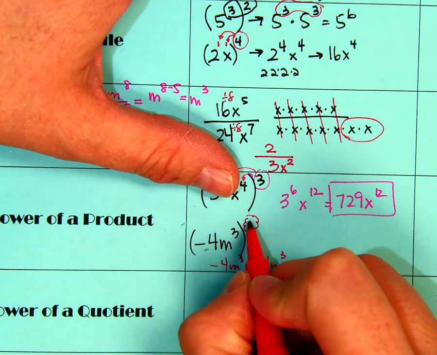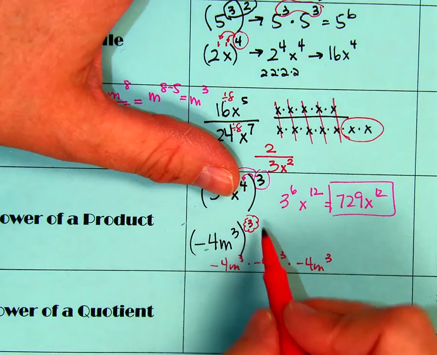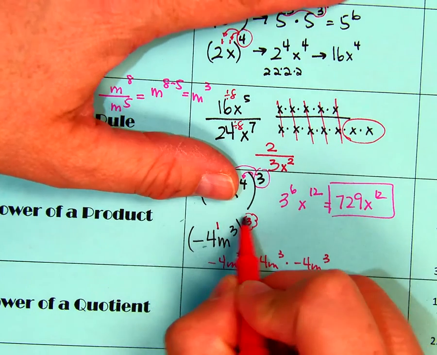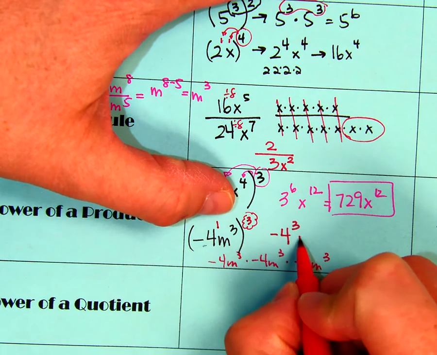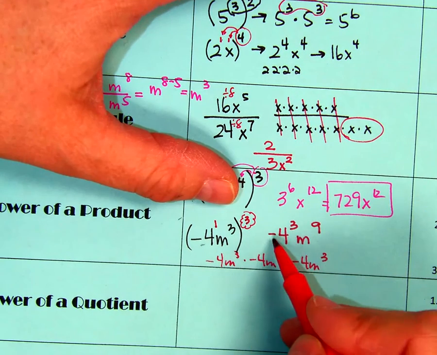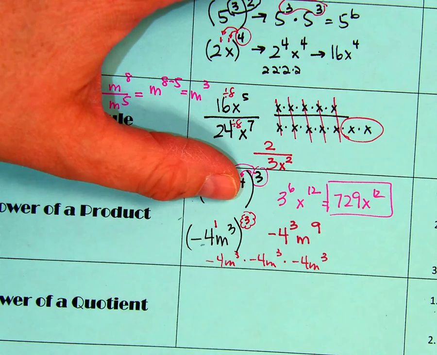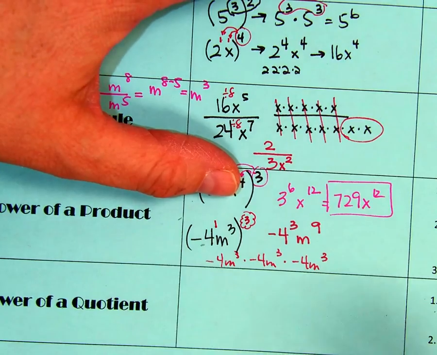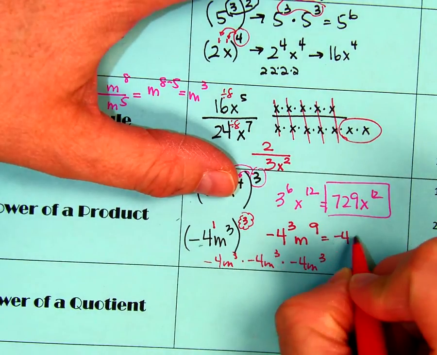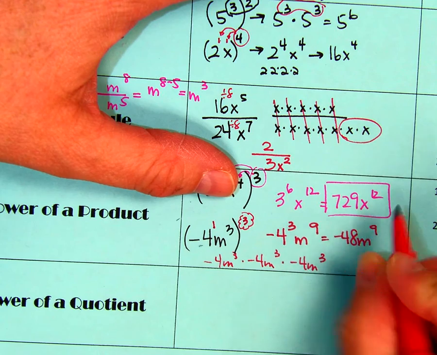So I'm going to put a 3 here. So that means that this goes to the 1. So negative 4 to the 3rd, m to the 9th. I know this is going to end up being a negative. Again, I'm going to kind of cheat. 16 times 3, and I get negative 48 m to the 9th.